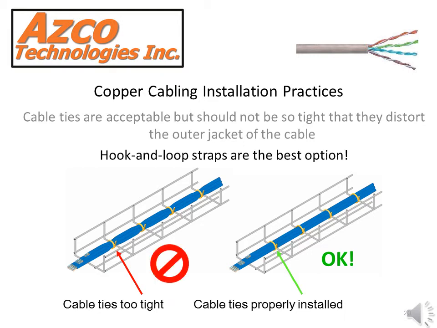Cable ties are acceptable by TIA standards, but it is recommended that you don't tighten them too much, to avoid damaging the outer jacket of the cable. Hook and loop straps or cable wrap from Azco are a better option as they do not crimp or cinch too tightly on the cable and, of course, are reusable.